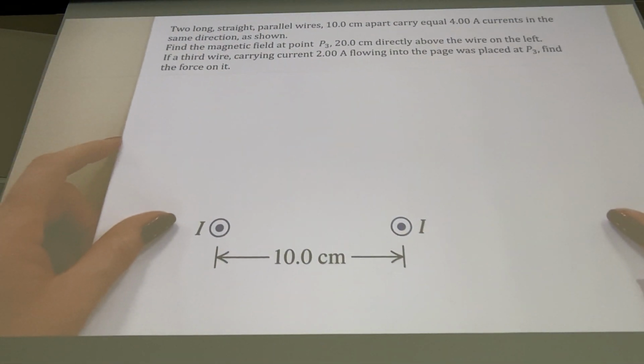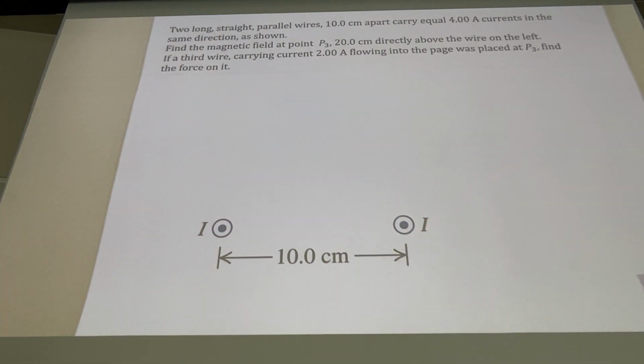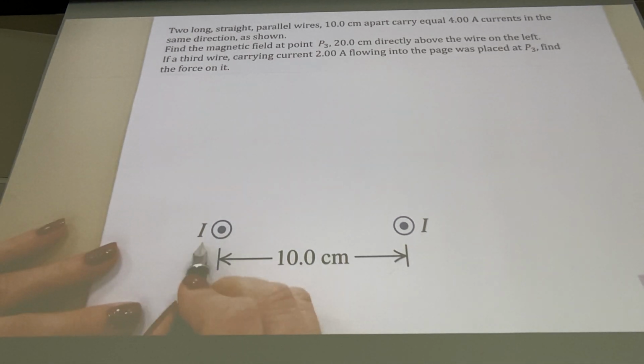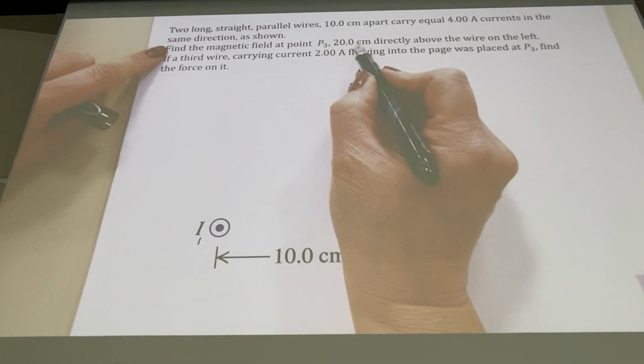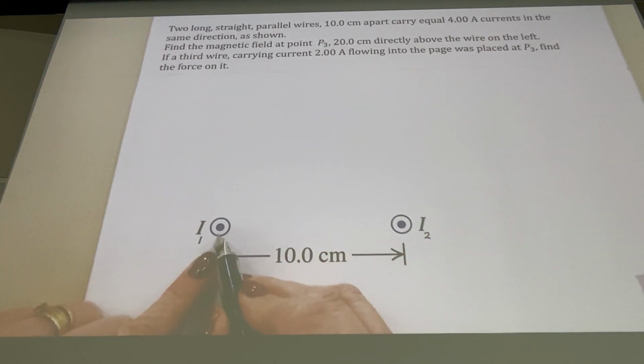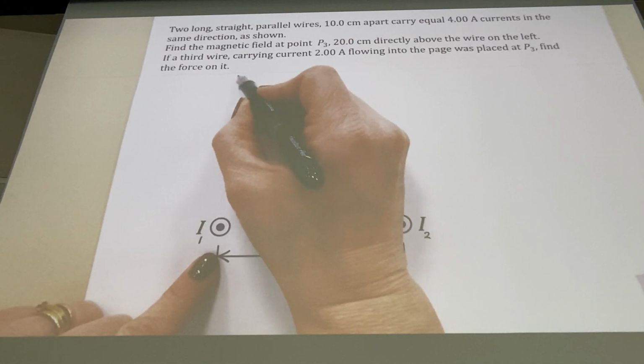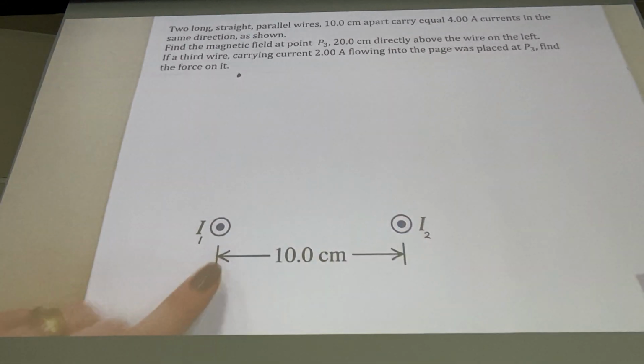Let's keep our same setup. So our two wires, 1 and 2, separated by 10 centimeters. Wire 1, wire 2. Find the magnetic field at point P3, which is 20 centimeters directly above the wire on the left. So it's up here somewhere. Okay, so there's our point. We'll call that P3.